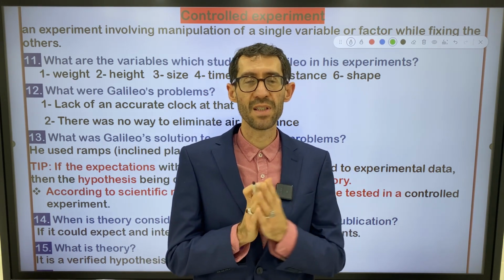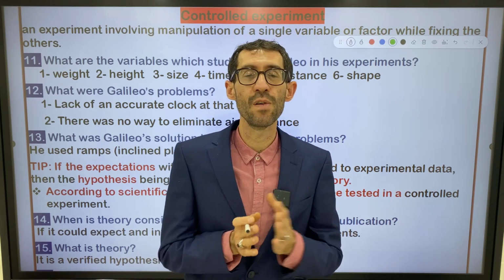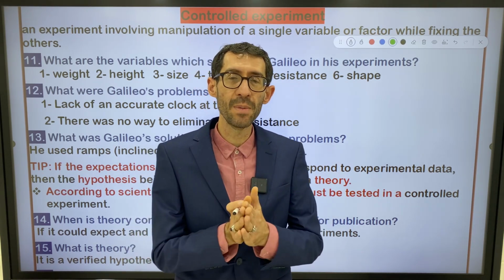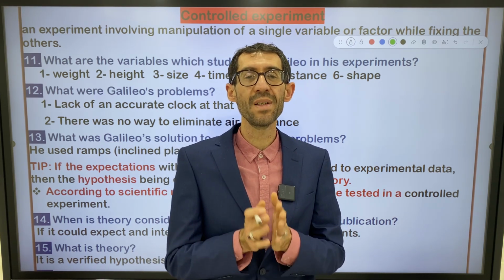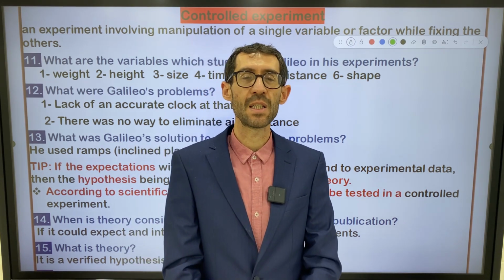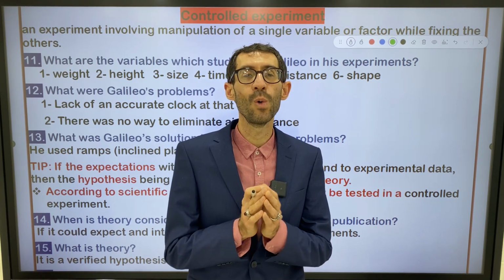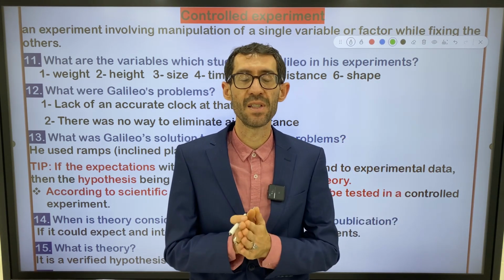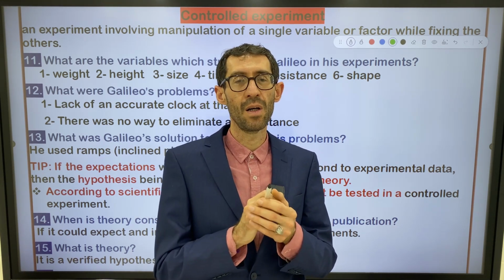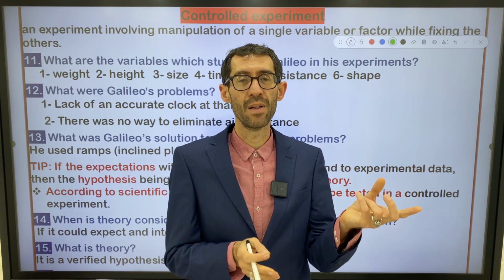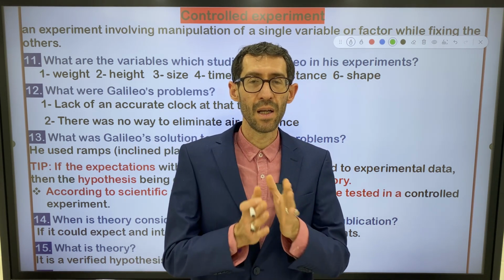Scientists test the validity of a hypothesis by means of an experiment or experiments. These experiments are called controlled experiments. So what is a controlled experiment? A controlled experiment is an experiment that involves manipulation of only one variable while fixing the others. The examiner should keep all factors constant except for one. The person must change only one factor, right?